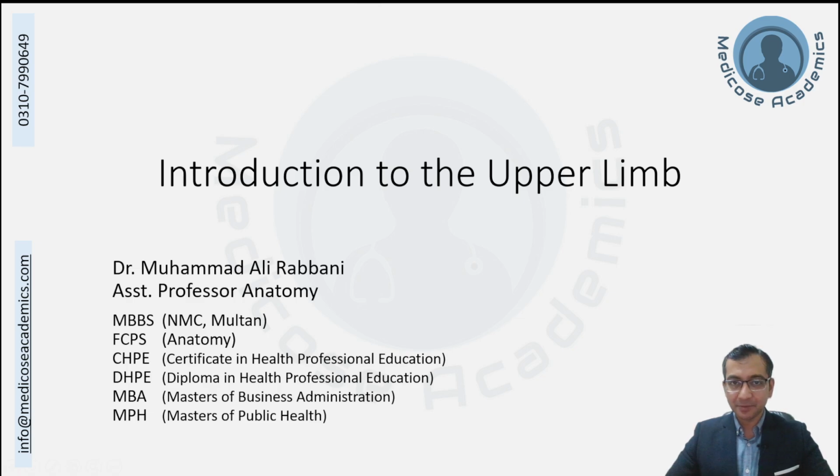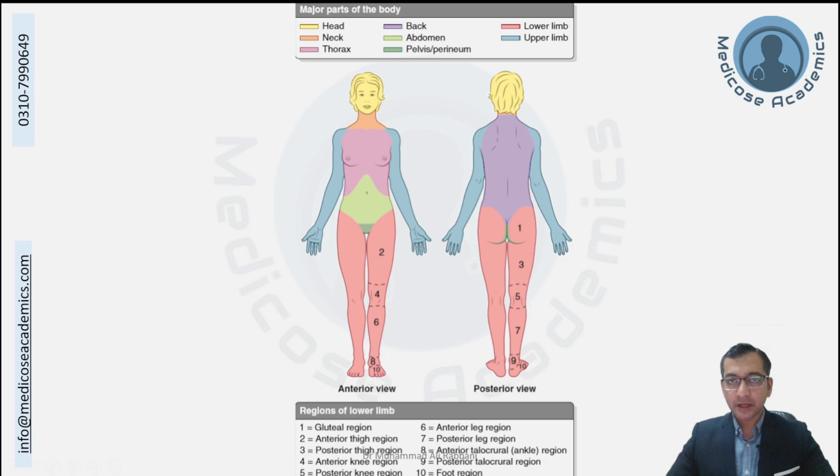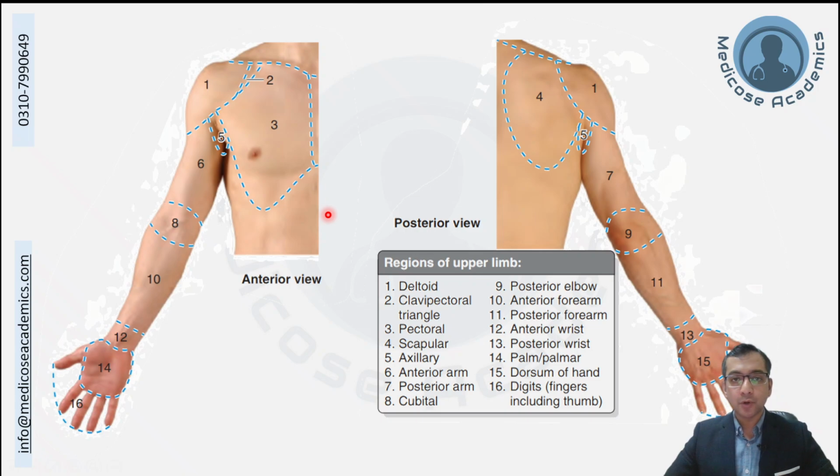I'm Dr. Muhammad Ali Rabbani, and today we are going to start our topic of upper limb. When talking about the anatomy from the regional perspective, we divided the body into different parts like head and neck, thorax, abdomen, pelvis, perineum, lower limb, and upper limb.